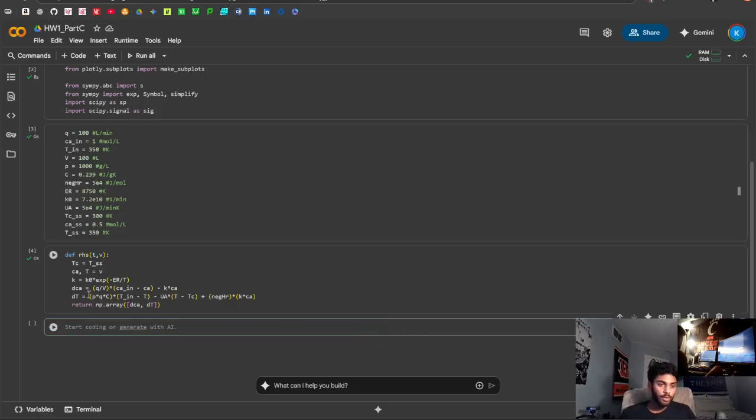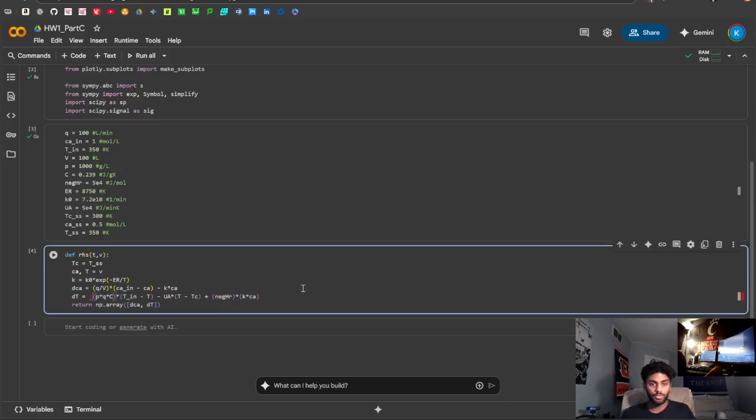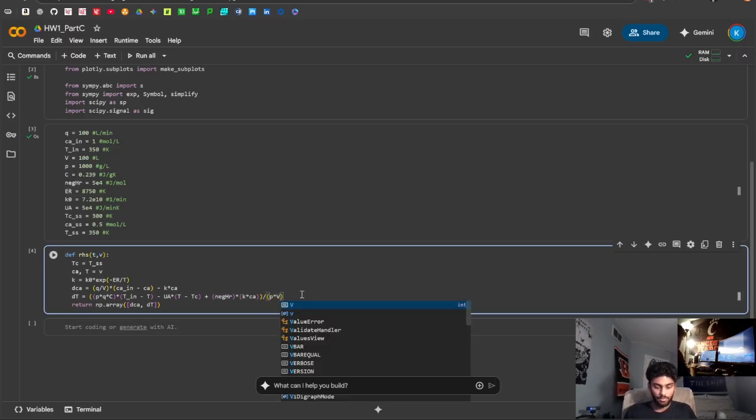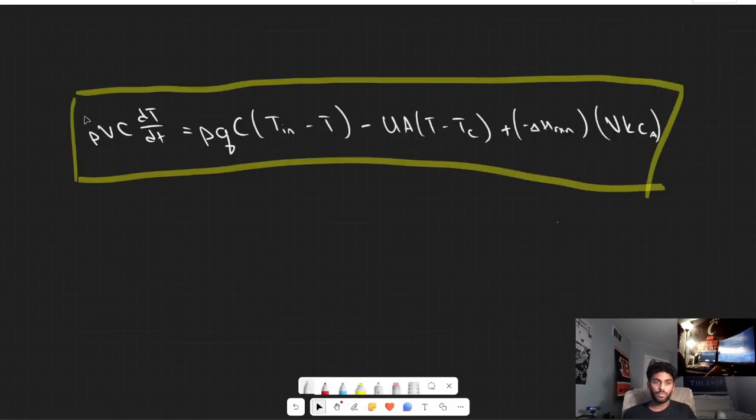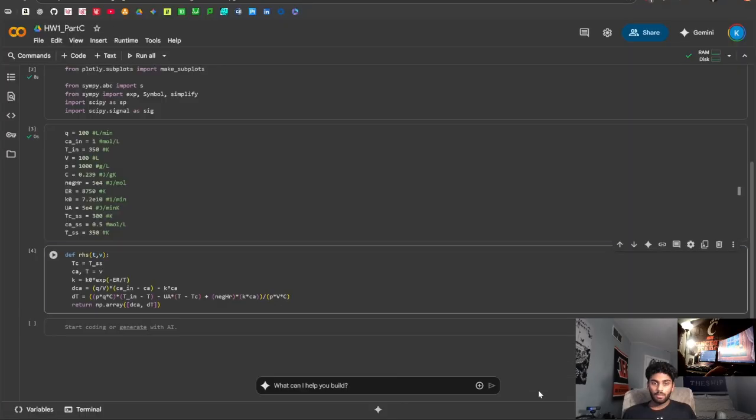So really quickly, I said I would do this and then I didn't. Just shows you how careful you have to be when doing this. Remember, we have to divide this by rho VC. So rho times volume times heat capacity. Because remember, in our energy balance, we had this on this side. So we're just going to have to divide this entire right-hand side by rho VC. That looks taken care of.